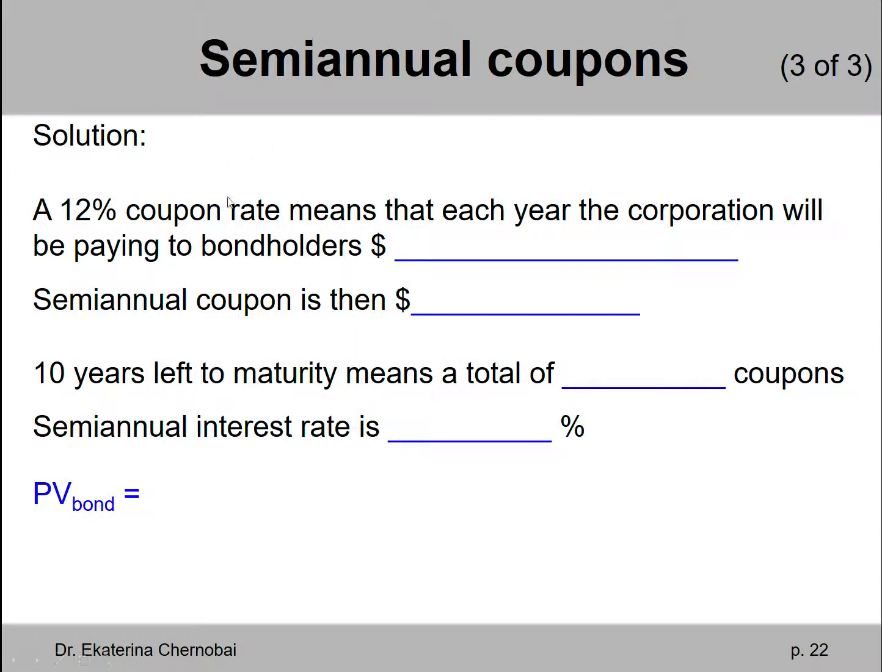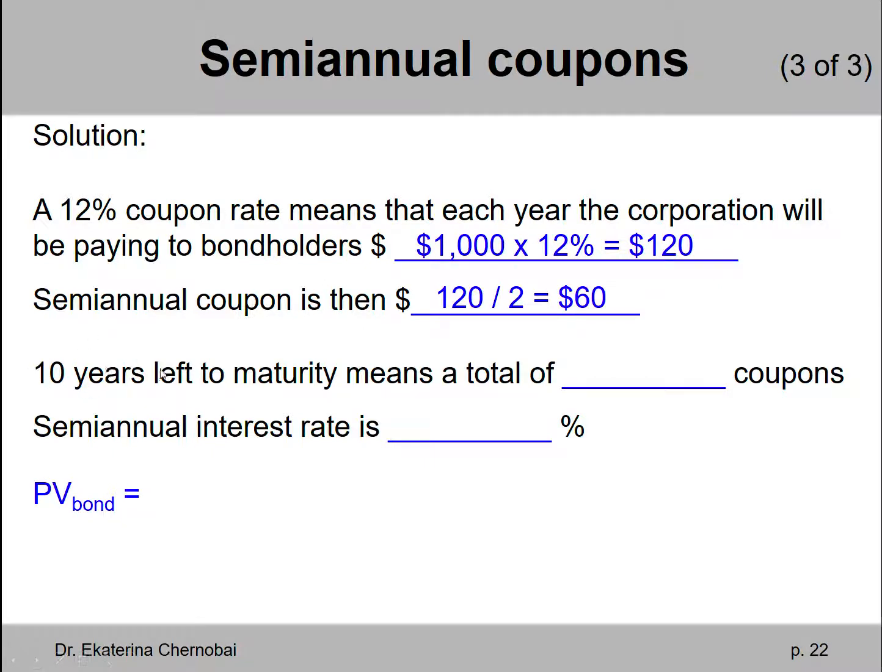We have a 12% coupon rate, so as always, we can multiply it by a $1,000 face value, which will give us $120 in annual coupon. Except because our coupons are now semi-annual, we get half of that every half a year. So every half a year, whoever buys such bond will receive a $60 coupon.